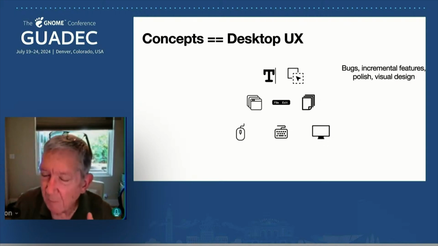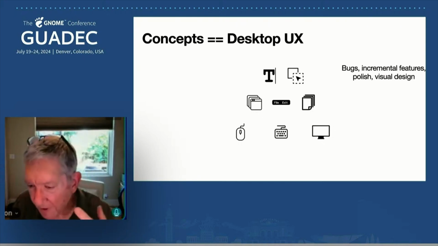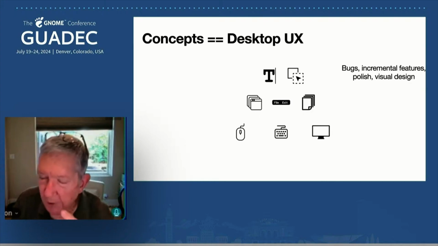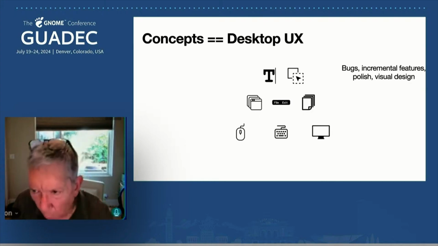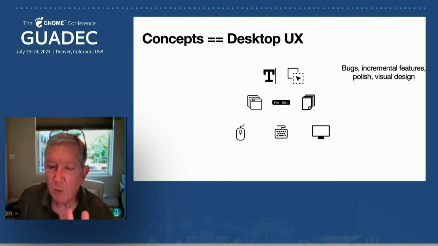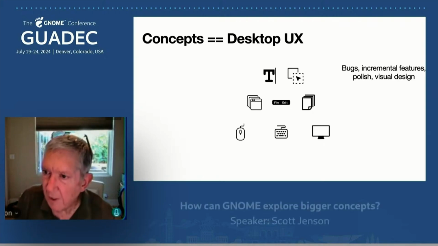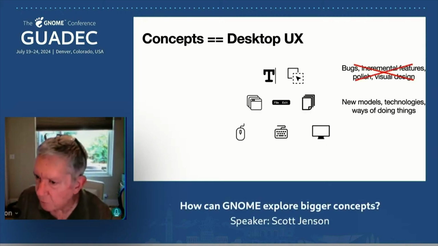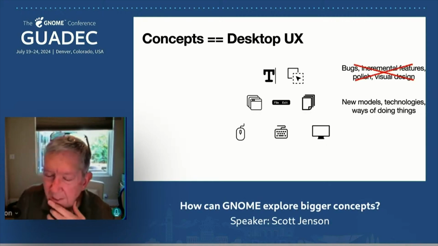But I'm not specifically talking about all of the deep and significant work the GNOME team is doing on the shell, for example, and bugs and incremental features and polish and visual design. There's tons of deep and important work that needs to get done there. I don't want to not acknowledge that work is being done. But that's not really the focus of this talk. I'm focusing more on new models, new technologies, new ways of doing things.